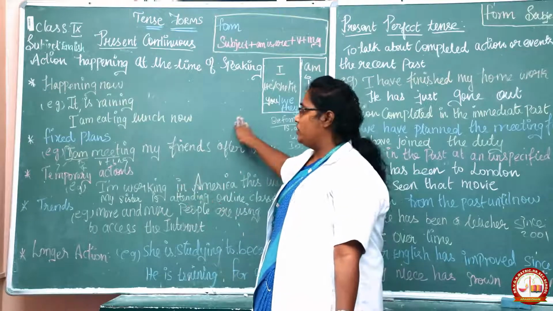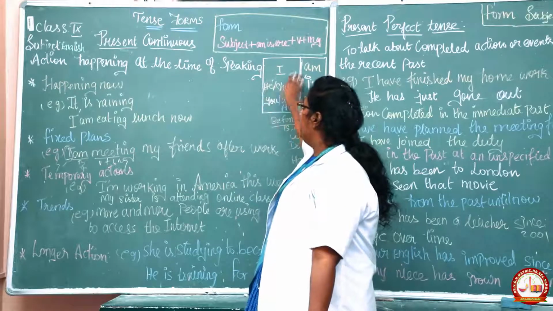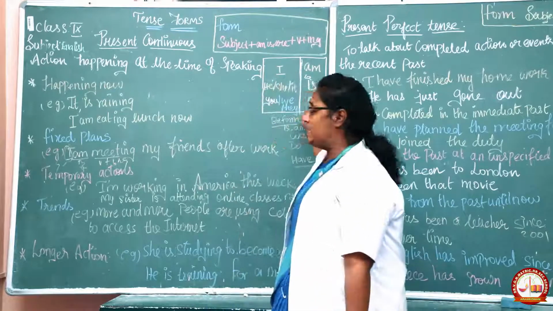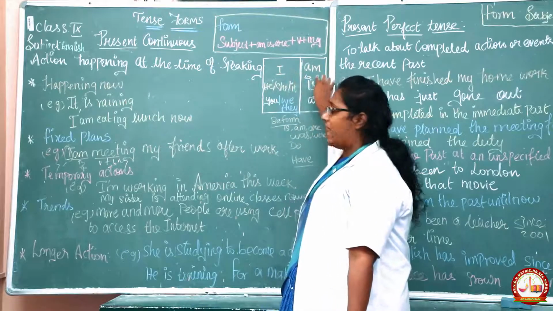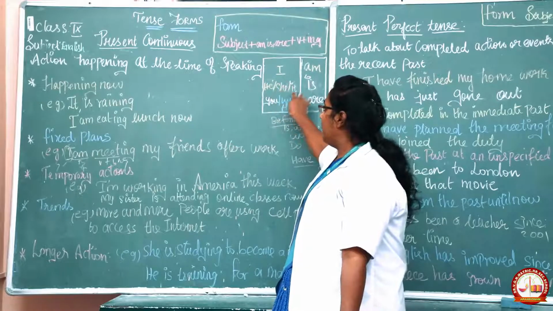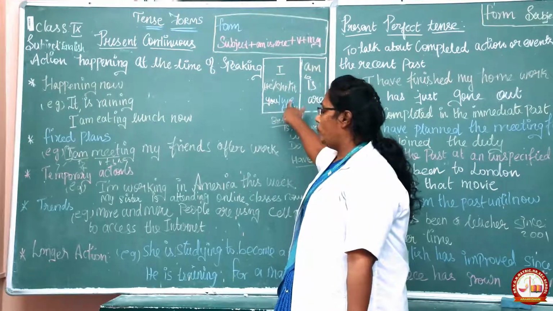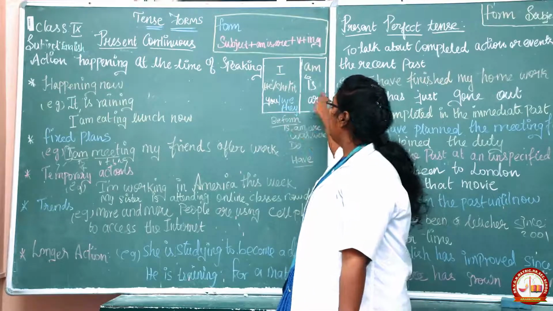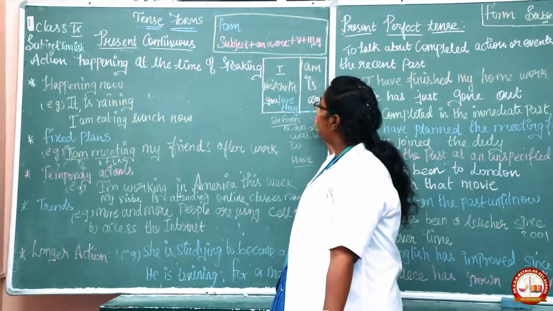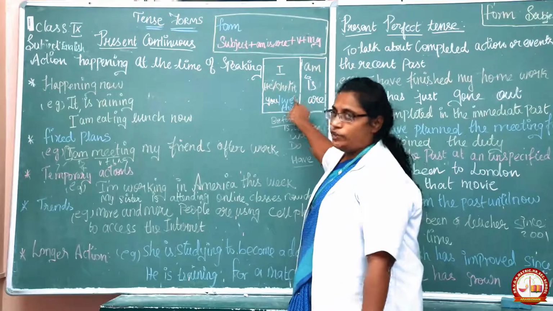So in present continuous tense, if you see this table, you will be able to understand. If it is I, you will be using am. If it is he, she, it, you have to use is. If you are using you, we, they, then you have to use are. So these are all the be form verbs we have to use.